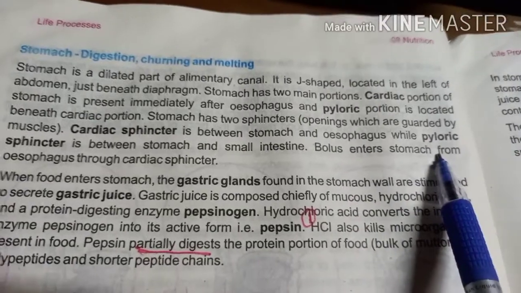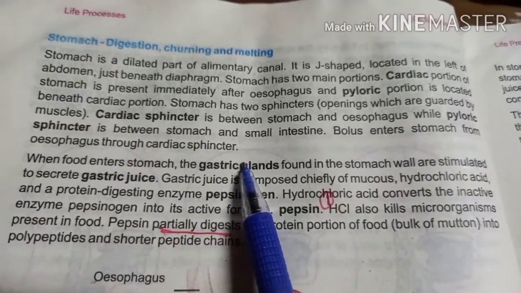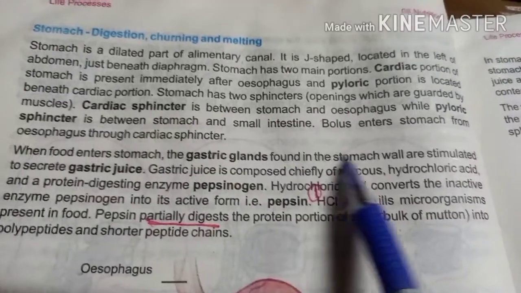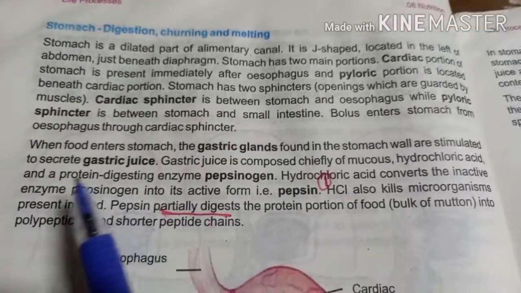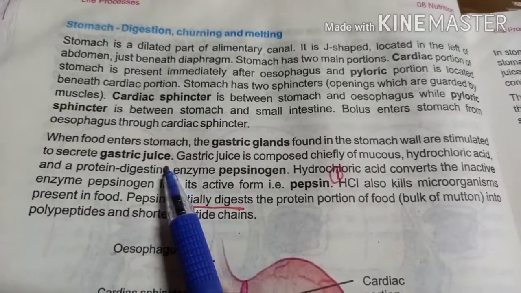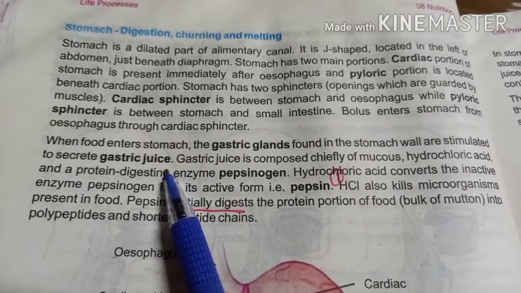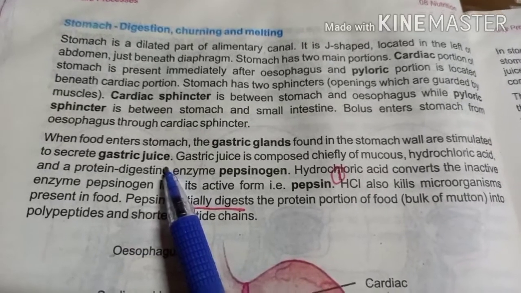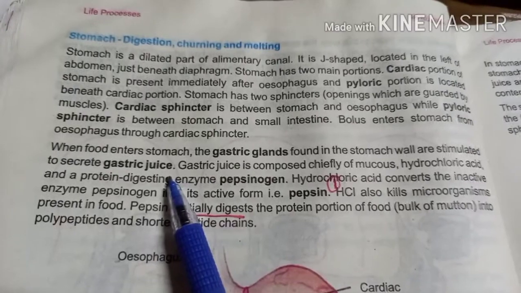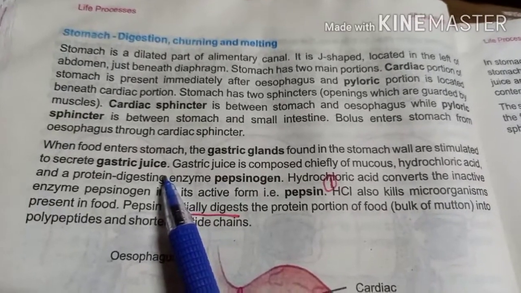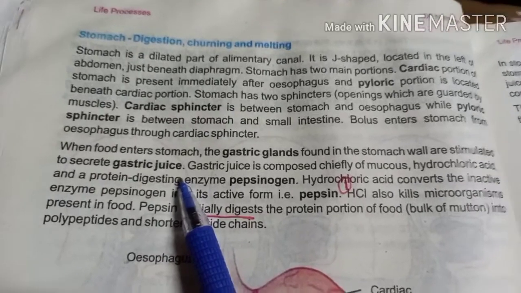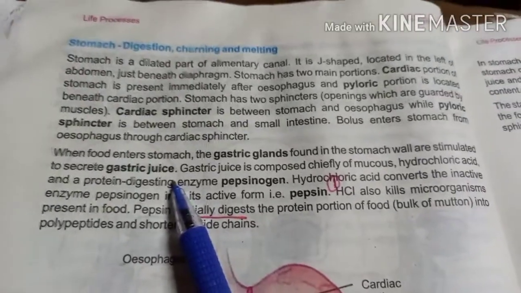Bolus enters the stomach from the esophagus through the cardiac sphincter. When food enters the stomach, the gastric glands found in the stomach walls are stimulated to secrete gastric juice. I told you earlier, many kinds of gastric juices are present there. Even hydrochloric acid is present, which is very acidic in nature, and whatever food is going down in the stomach is turned into a soup-like structure by the help of these gastric juices.